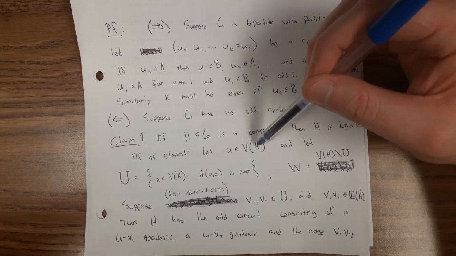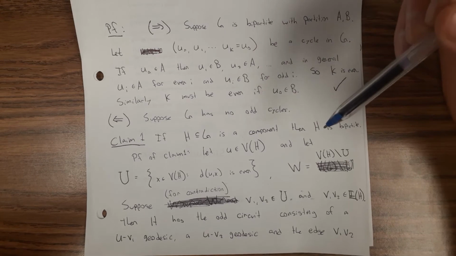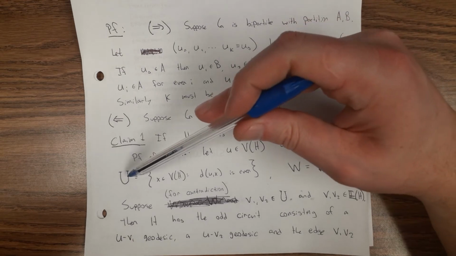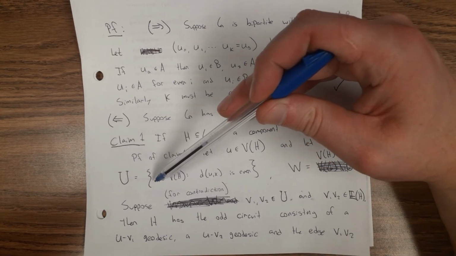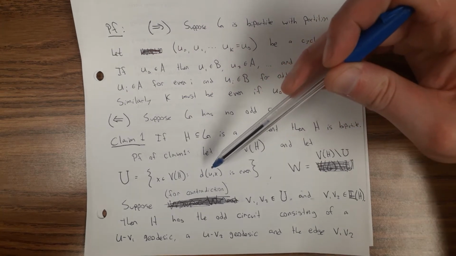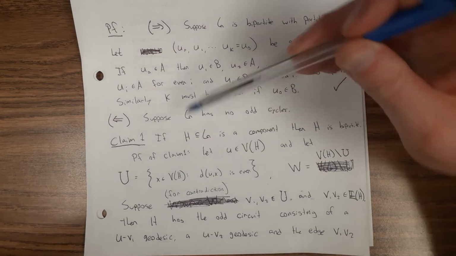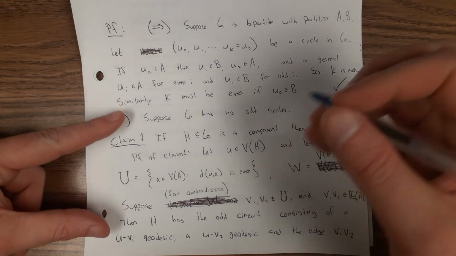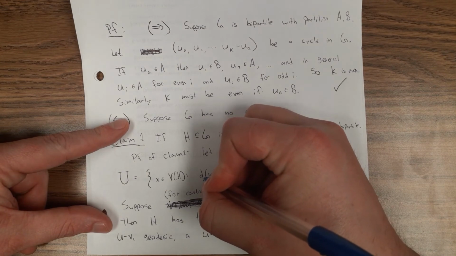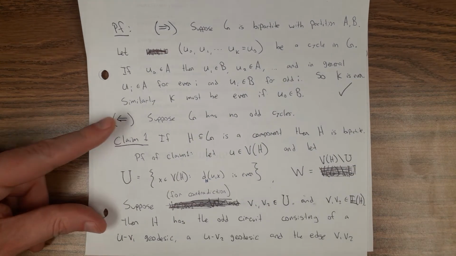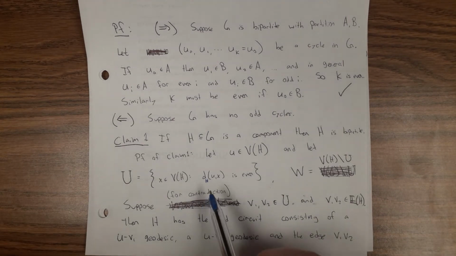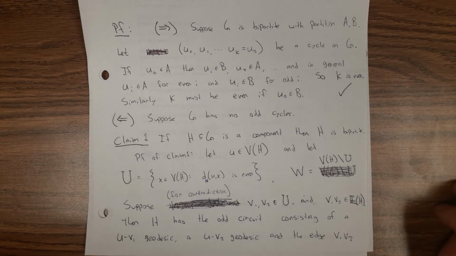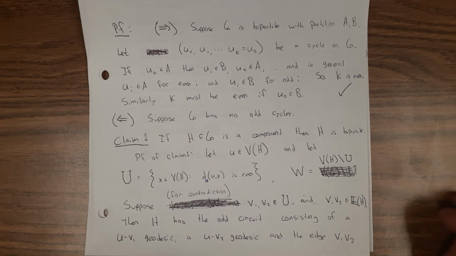Consider a vertex u in H, and consider the following two sets of vertices. I've got my set U, which is the set of vertices in H that have an even distance to u. And actually, let me clarify, this is the distance in H. So U is the set of vertices whose distance in H to u is even.